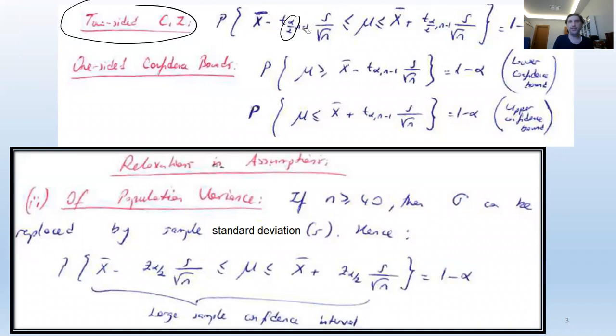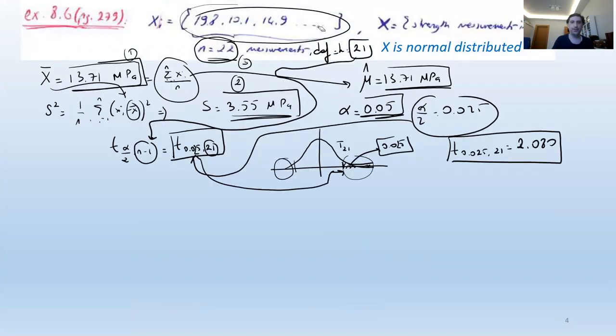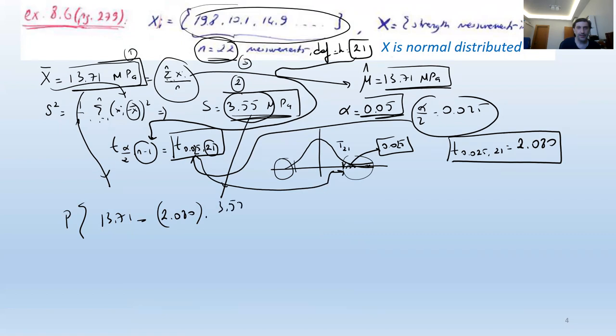Find x bar value, t value is known, s value is known, square root of n is known, so it's very simple. So it's going to be simply, let's see, probability that 13.71 x bar minus t value 2.08 multiplied by standard deviation. Where is our standard deviation? 3.88. Now, instead of population standard deviation, I'm using sample standard deviation divided by square root of 21, smaller equal mu, smaller equal 30.71 plus.